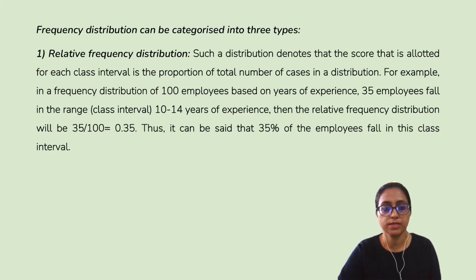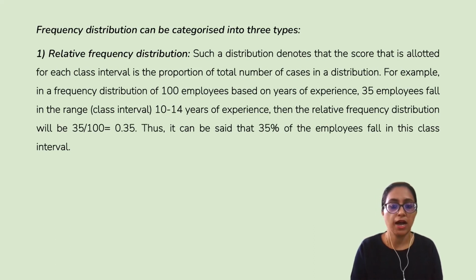Okay, now let us see. So frequency distribution can be characterized into basically three types. Okay, the first is the relative frequency distribution. What is a relative frequency distribution is that a score is allotted to each class interval, and you can find the proportion of the total number of cases in a distribution.